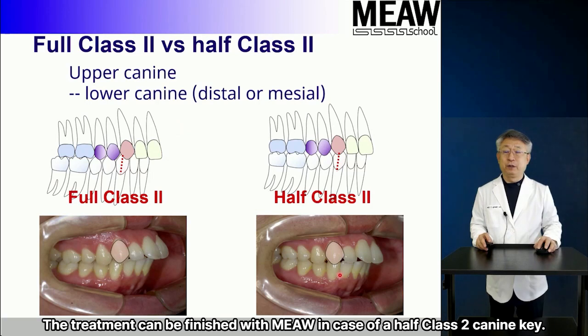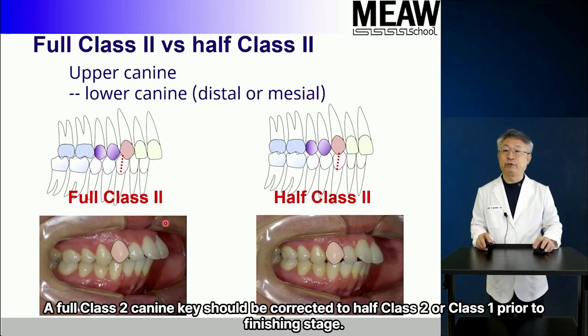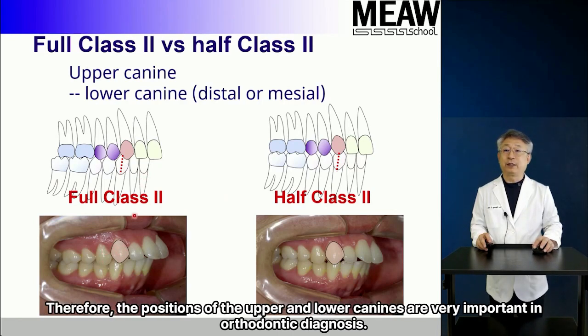The treatment can be finished with MEAW in case of a half class 2 canine key, but it should not be finished in case of a full class 2 canine key. A full class 2 canine key should be corrected to half class 2 or class 1 prior to finishing stage. Therefore, the positions of the upper and lower canines are very important in orthodontic diagnosis.